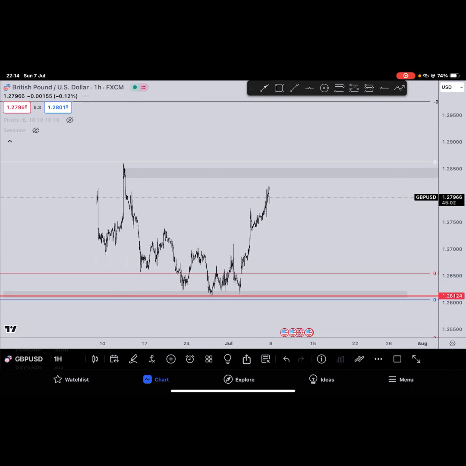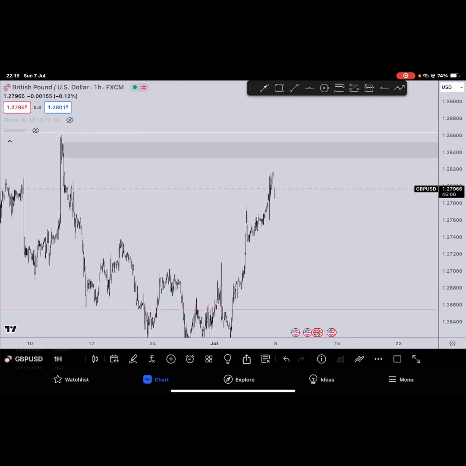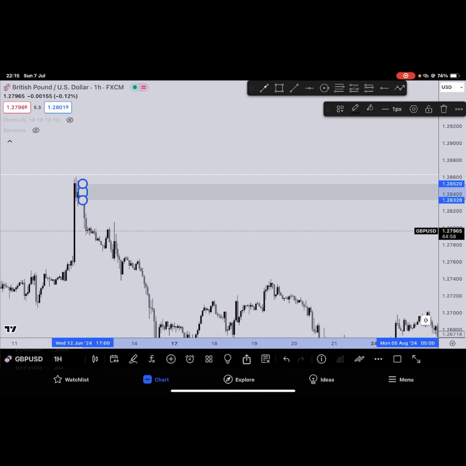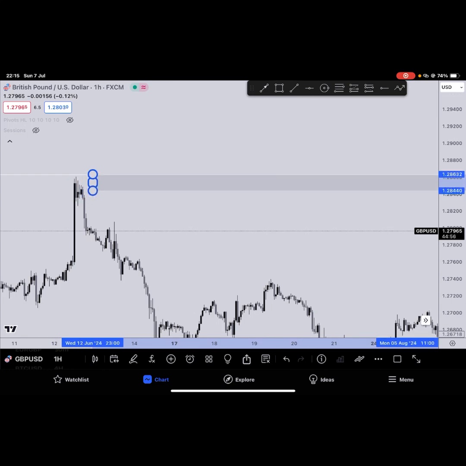So currently on GU, this is the only zone I'm seeing. So let me give you a specific area. This is the only zone I'm kind of seeing on GU.